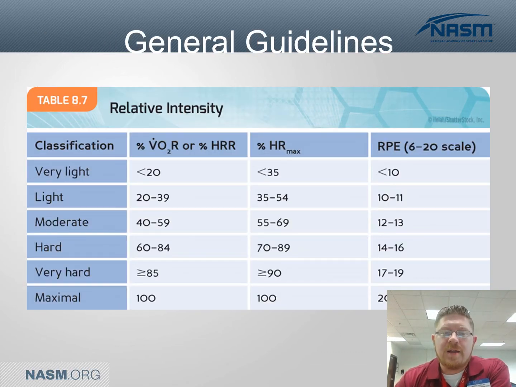There are some general guidelines for very light, moderate, hard, very hard, and maximal. My head is in the way of that last one there, but that's a 20 on the RPE scale. So there you see when we say, oh, okay, a moderate is a 12 to 13 on the RPE scale. Again, I personally don't like it, but you do need to know it. It comes up in so many classes.